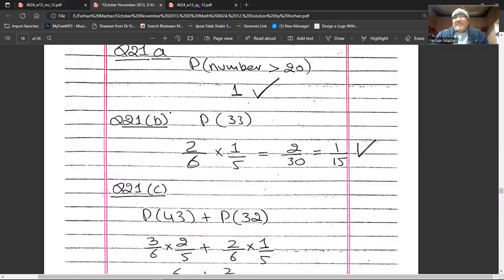There are 3s, and there are 2 threes, so in total there are 6 cards. Let's say these are the 2 threes. So getting the first 3 is 2 by 6. Then that 3 is out, and you are left with 5 cards. So getting a 3 will be 1 by 5. So 2 by 6 multiplied by 1 by 5 will be 2 by 30, that will be 1 by 15. So 1 by 15 is the right answer.